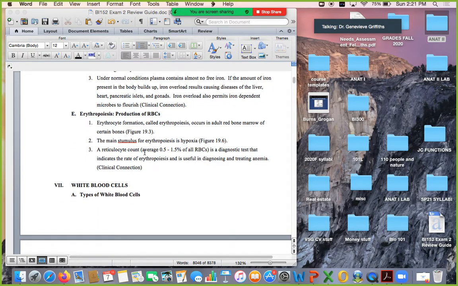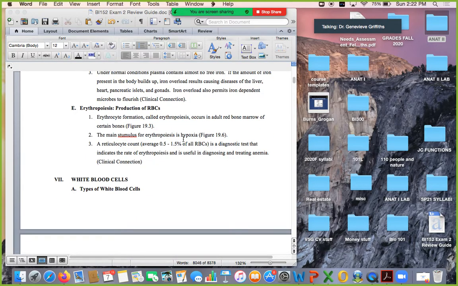Let's see. So what stimulates erythropoiesis? So what stimulates the creation of red blood cells? Hypoxic conditions are one of the main things. So if you end up with low oxygen conditions, that means you're not getting enough oxygen delivered to the tissues, and the body assumes that possibly that's happening because you don't have enough red blood cells. And so erythropoiesis is going to occur, again, in the bone marrow under the stimulation of hypoxic conditions.